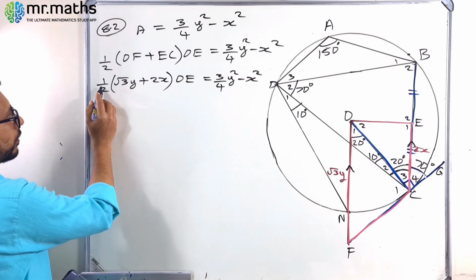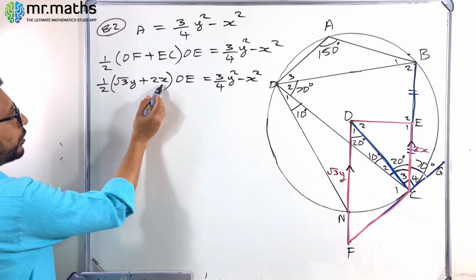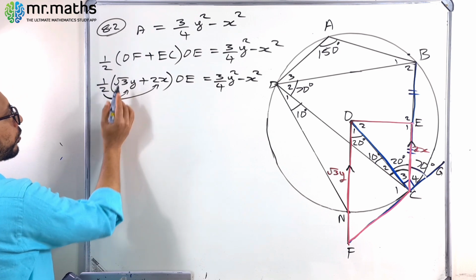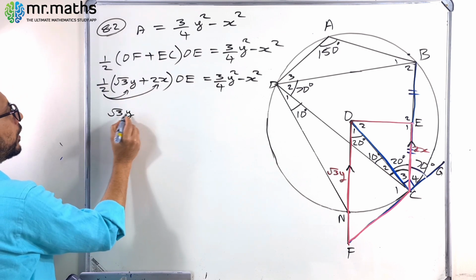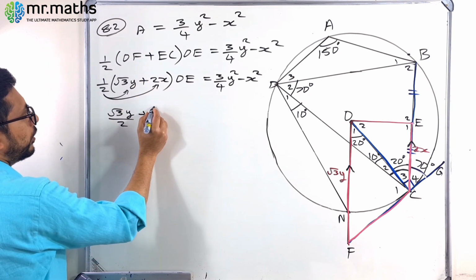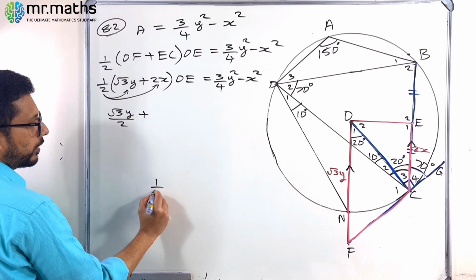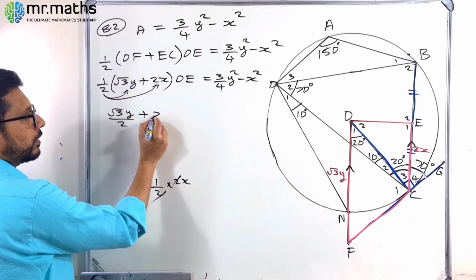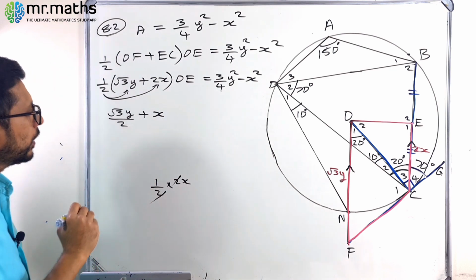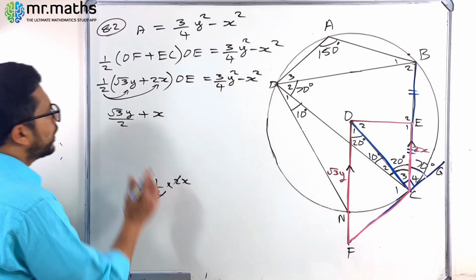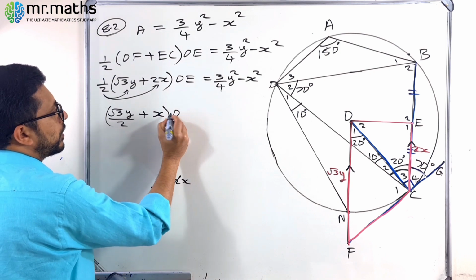let me expand this one. Half into root 3y, half into 2x, like that. Expand that bracket. Okay. So half into root 3y is root 3y over 2. Plus half into 2x. These 2 and 2 cancel. So what is remaining? 1 times x, that is x. Are you with me? Okay. So that one is root 3 by 2 y plus x, times OE. This is multiplication.